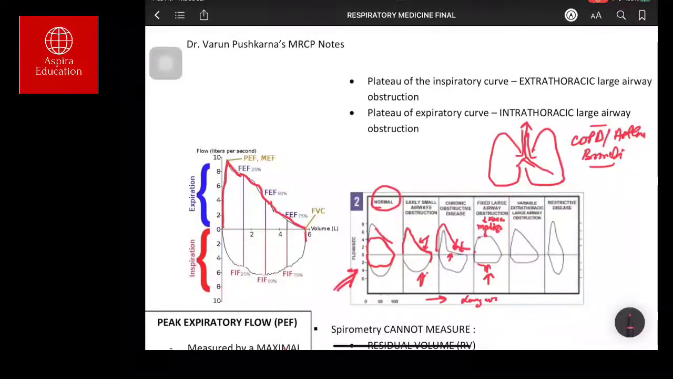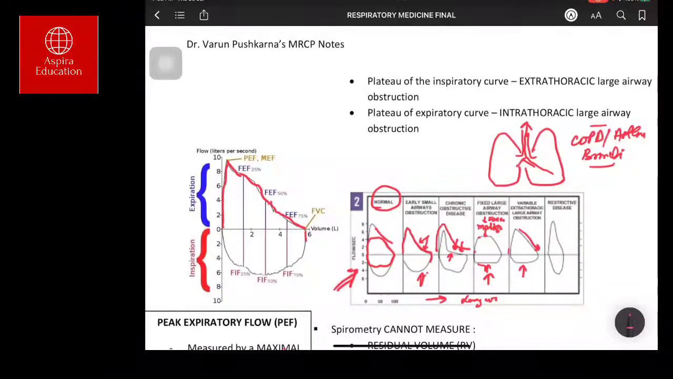Variable extrathoracic large airway obstruction means there is a problem at the level of the vocal cords. So the patient tends to expire immediately. The curve is sharp and then the inspiration is very poor. So you see a very flattened inspiratory curve.